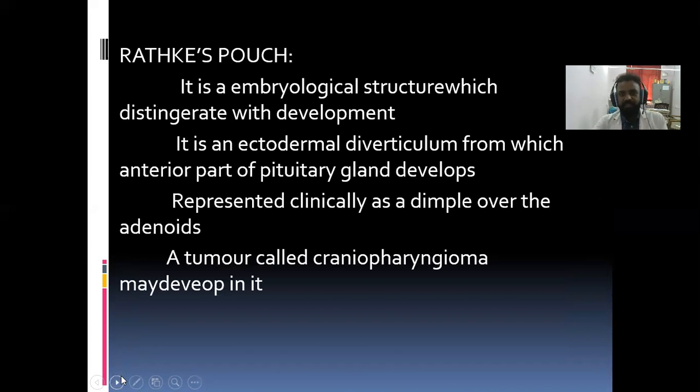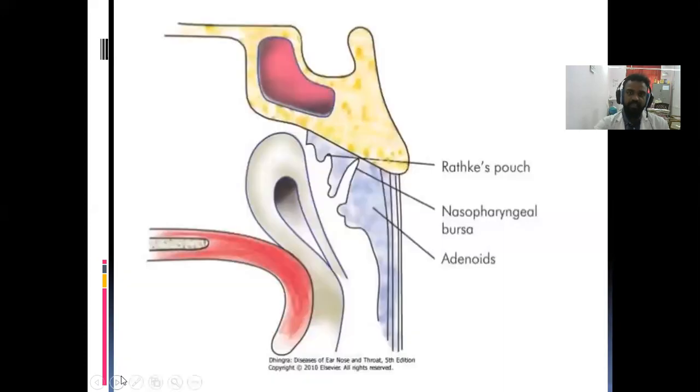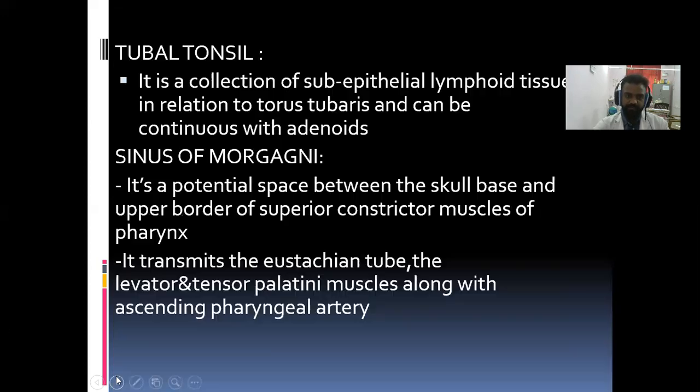Next comes Rathke's pouch. Rathke's pouch is an embryological structure which disintegrates with development. It is an ectodermal diverticulum from which the anterior part of the pituitary gland develops. It is represented clinically as a dimple over the adenoids. A tumor called craniopharyngioma may develop in it. So we can see the adenoids and Rathke's pouch. We can appreciate the nasopharyngeal bursa as well as the adenoids.